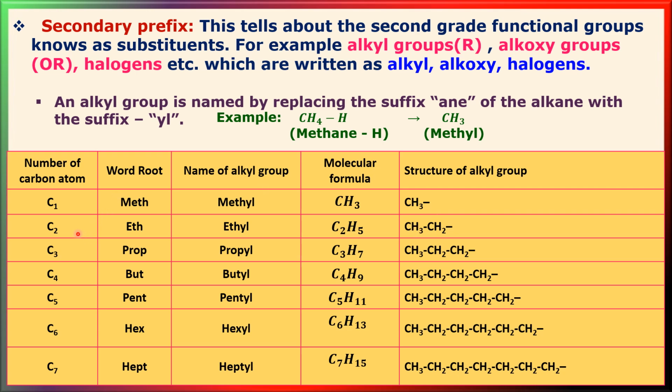Similarly, if two carbon atoms are there, the word root is eth. Name of alkyl group is ethyl. Molecular formula C2H5. Structure is CH3CH2 bond. Like this, propyl, if one hydrogen is removed from propane, we get propyl, that is C3H7, butyl, pentyl, hexyl, heptyl. So if one hydrogen atom is removed from alkanes, we get alkyl group. So these are some alkyl groups: methyl, ethyl, propyl, butyl, pentyl, hexyl, heptyl.